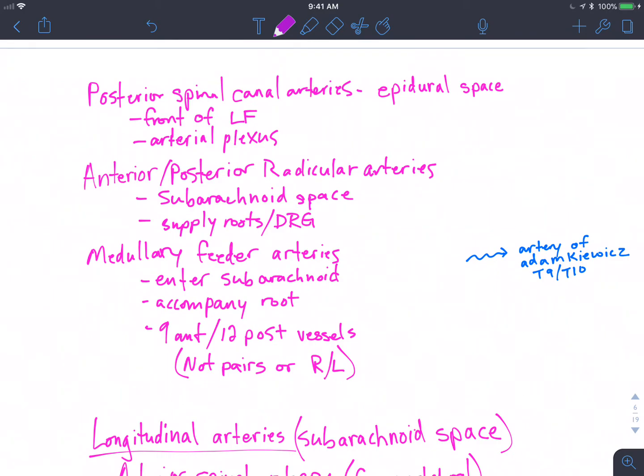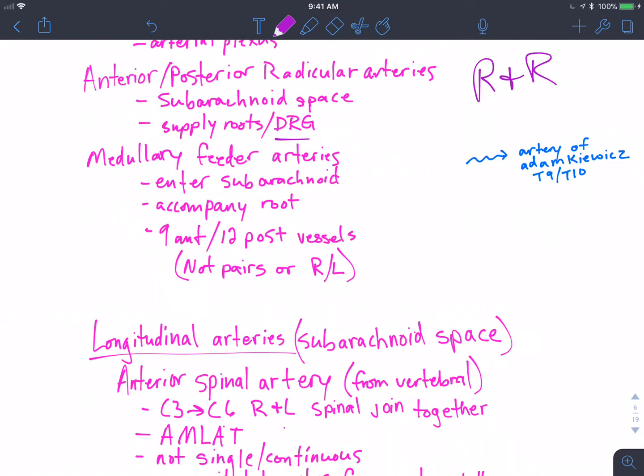Next little guy here, radicular arteries. I always think R and R, right? Radicular, root, especially that dorsal root ganglion seems to pop up quite a bit. Again, subarachnoid space, all right? Now the medullary feeders, right? We said medullary is medulla, middle, marrow, if you will, Latin terms, right? So these guys are actually pretty key.